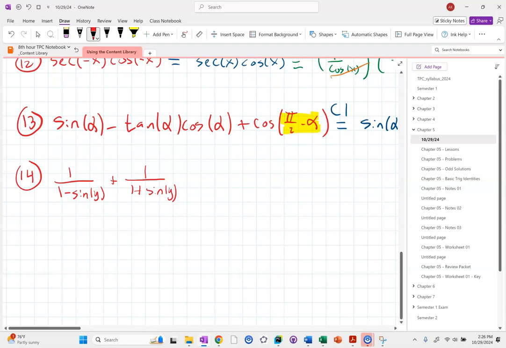We have 1 over 1 minus sine y plus 1 over 1 plus sine y. Jamie. Algebra identity. Don't you have to make a common denominator? Great idea. What would the common denominator be here? Wouldn't you have to multiply them by each other? Yes, perfect. So Jamie says the common denominator would be 1 plus sine y times 1 minus sine y.